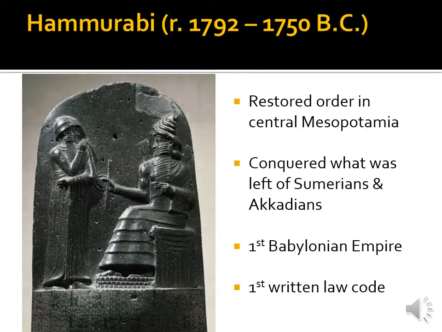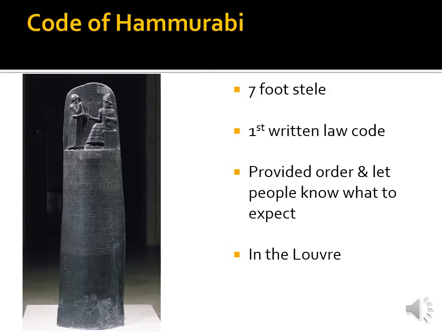But he's also known for the first written law code. Hammurabi created a system of justice throughout his empire. He produced a written law code, like I said, the first written one, known as the Code of Hammurabi. And it consisted of about 700 separate laws. It was a very harsh code, an eye for an eye mentality.